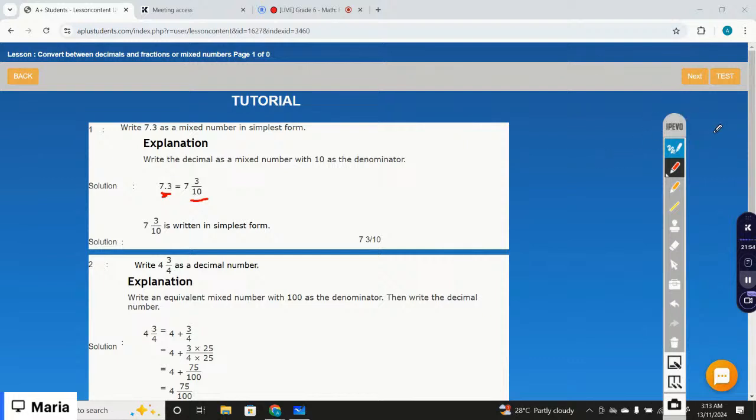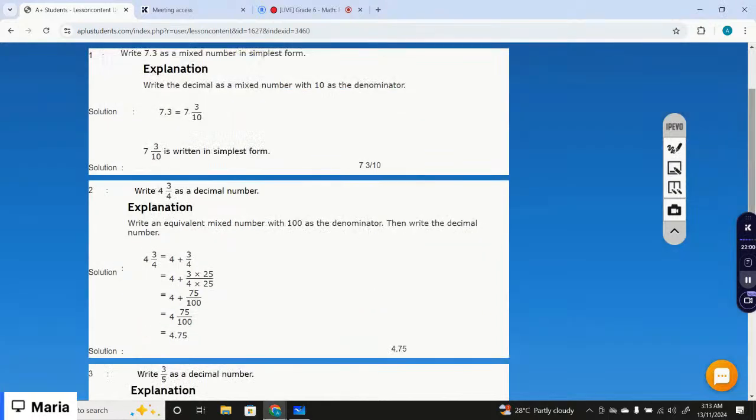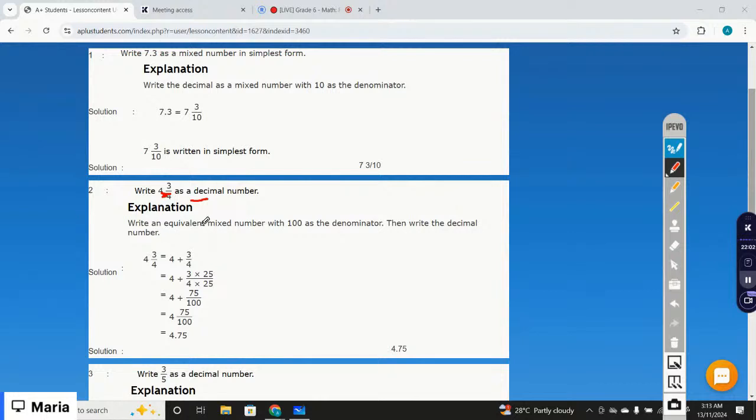The next one is write 4 whole 3 over 4 as a decimal number. You need to write it as decimal, right? So write an equivalent mixed number with 100 as denominator. So that is 4 plus 3 by 4, right?